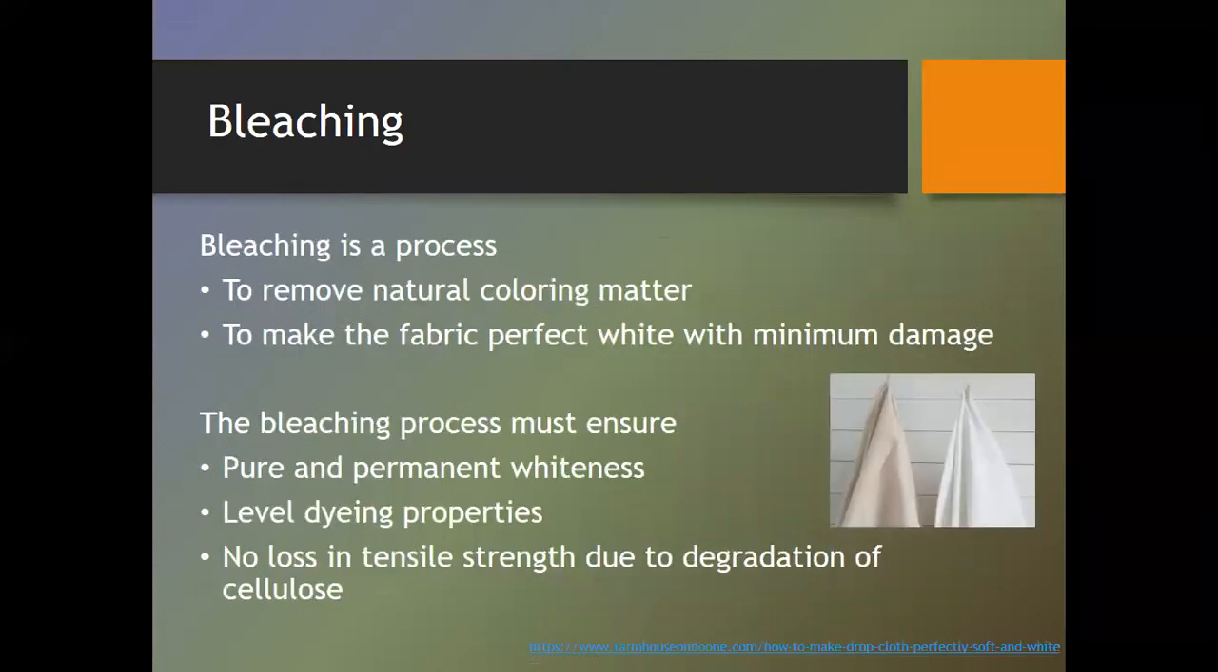Next is bleaching. After the scouring process, the fabric is free from oil and waxes. However, natural coloring matter is still present in the fiber. If this color is not removed at this stage, then it will be very difficult to attain the desired shade in the dyeing process. So the main objective of the bleaching process is the removal of natural coloring matter and to make the fabric white with minimum damage to the fiber and within the shortest possible time.